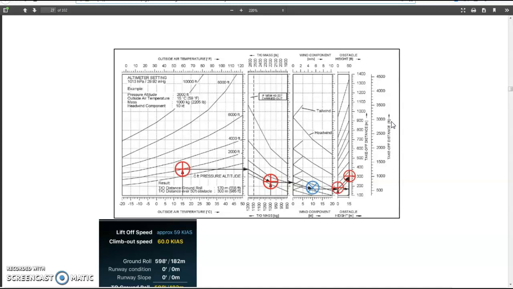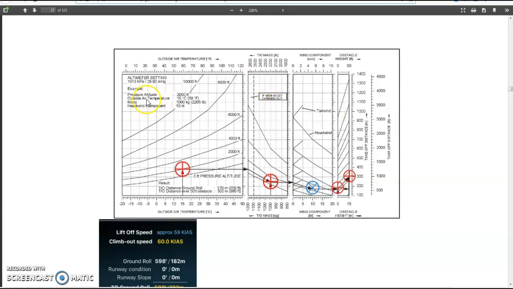On a colder day, better performance, therefore a shorter landing roll. On a warm day, warm air has more energy, therefore it is less dense. The performance is not that great. So longer distance to take off and longer distance to land. And that's what we're trying to figure out.